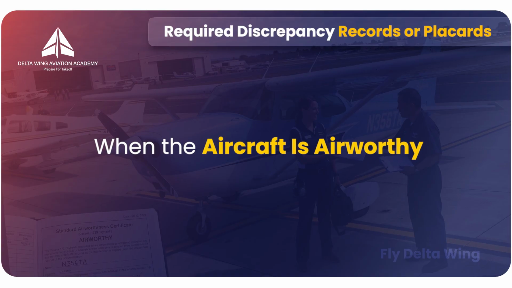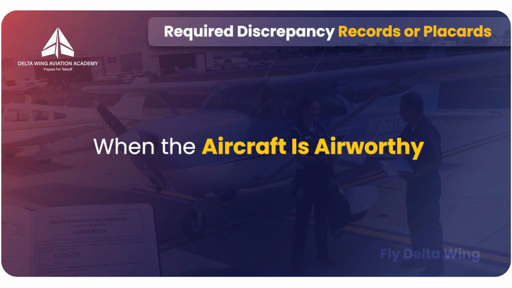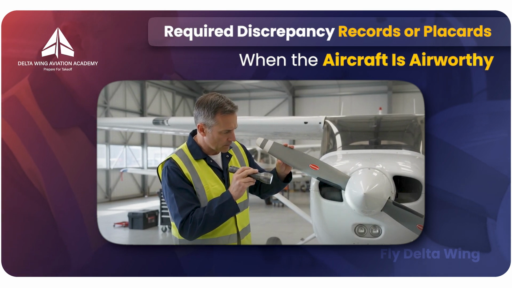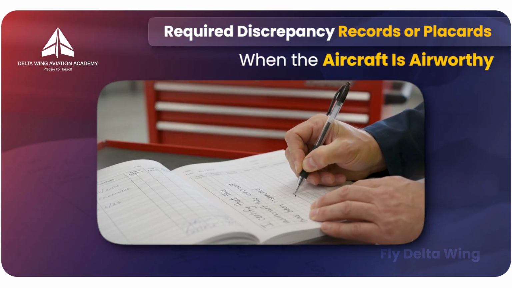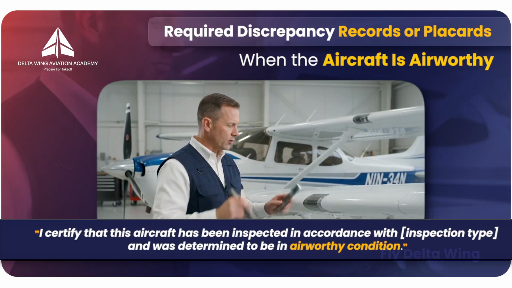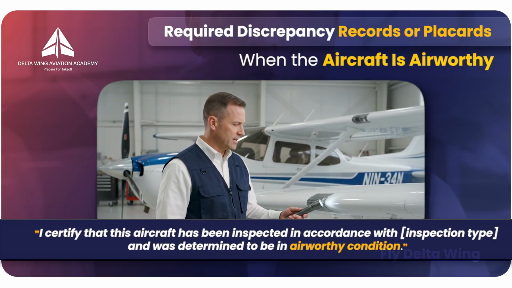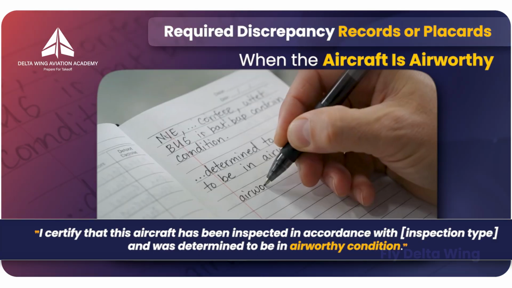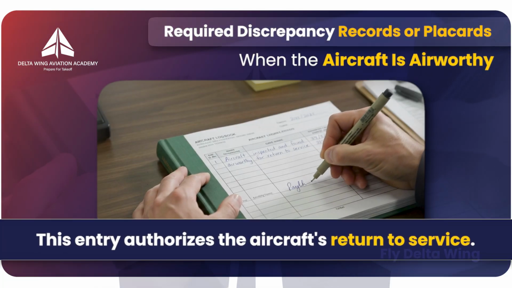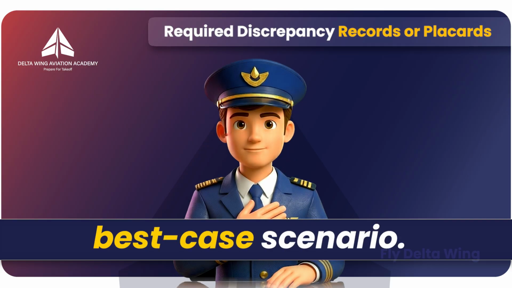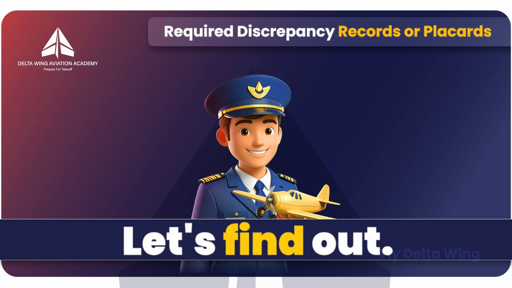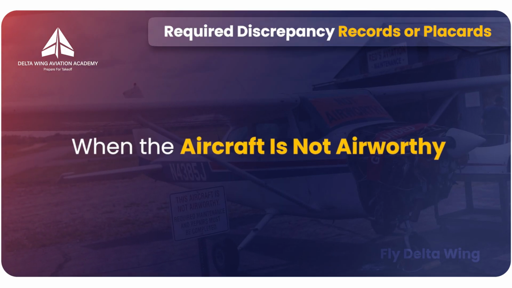Let's look at the first possible outcome, when the aircraft is airworthy. If the aircraft passes inspection and is determined to be airworthy, the inspector must make a maintenance record entry containing a statement similar to, "I certify that this aircraft has been inspected in accordance with inspection type and was determined to be in airworthy condition." This entry authorizes the aircraft's return to service. Now that's the best case scenario. But what if the aircraft does not pass the inspection? Let's find out. Let's move on to the second possible outcome.